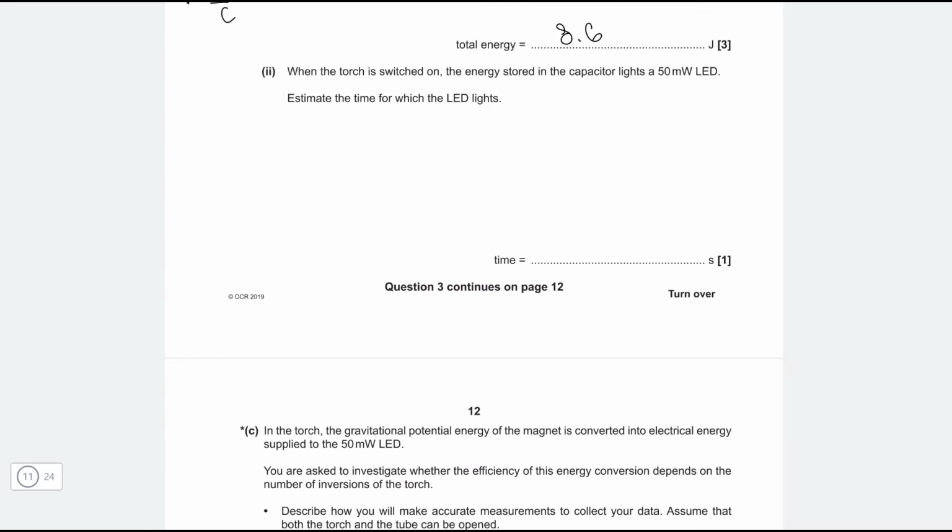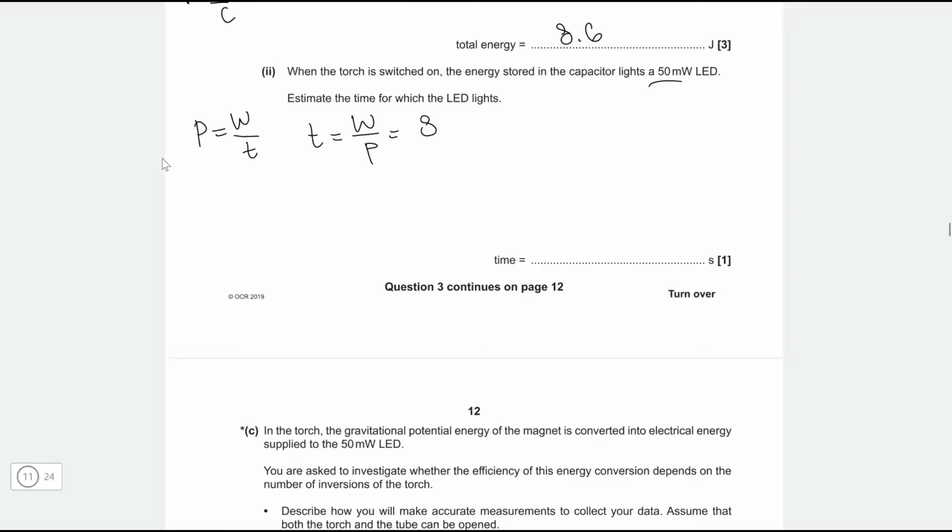Okay, the next part, when the torch is switched on, the energy stored in the capacitor lights a 50 milliwatt LED. Estimate the time for which the LED lights. Okay, well, let's write down some equations. We know that power is equal to energy per unit time. We've just calculated the total energy. So what I'm going to do is just rearrange for the time, because we're given the power already. So the time will be equal to the energy divided by the power.